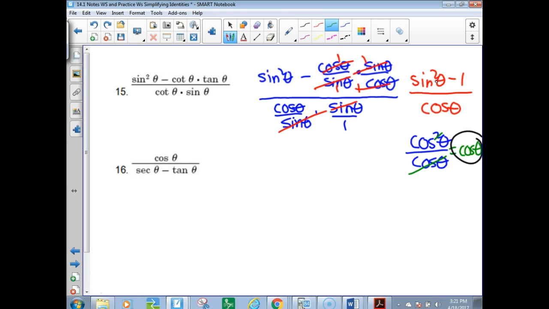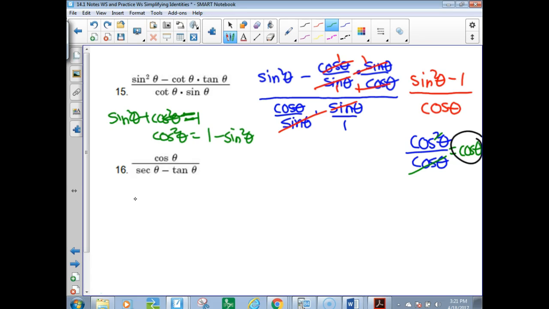From here, because sine squared theta plus cosine squared theta equals 1, that gives me 1 minus sine squared is cosine squared. Sorry, that identity gives me this, or the other way around. Yeah. All right.